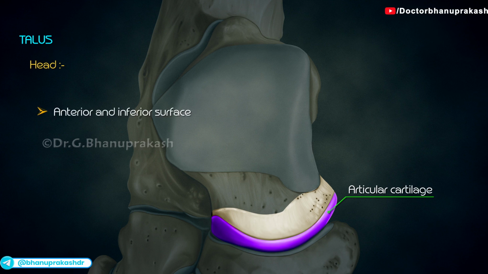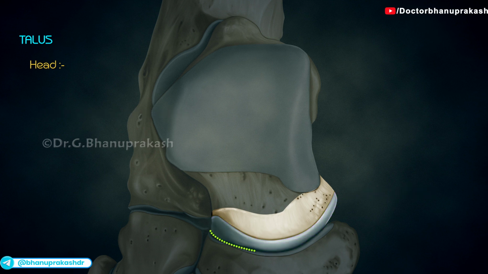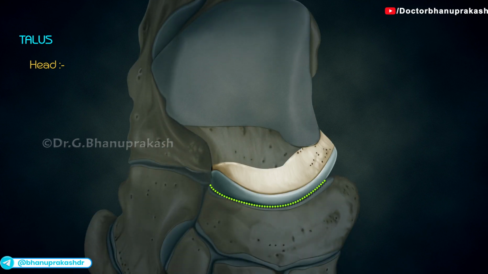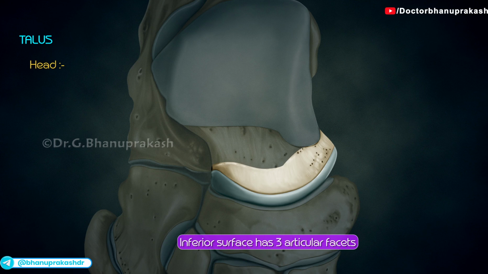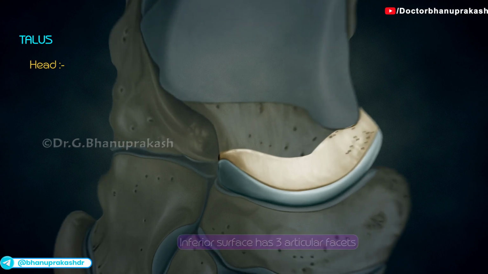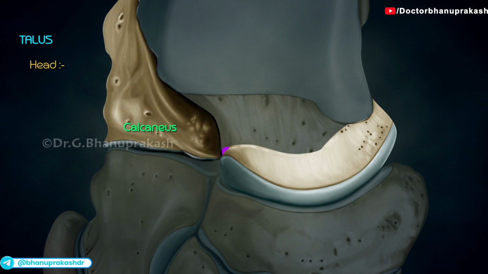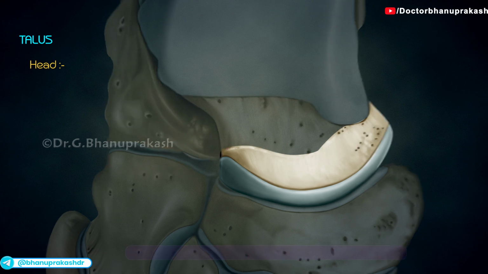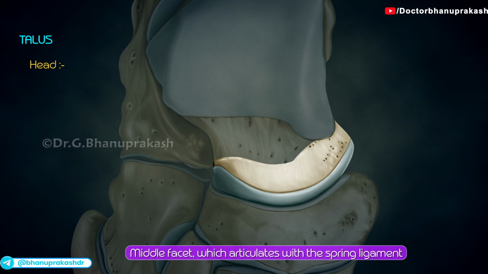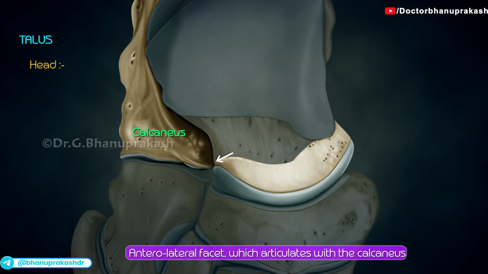It has an anterior and inferior surface. The anterior surface presents a convex articular facet which articulates with the navicular bone. The inferior surface has 3 articular facets: posterior facet, which articulates with the calcaneus to form the subtalar joint; middle facet, which articulates with the spring ligament; anterolateral facet, which articulates with the calcaneus.